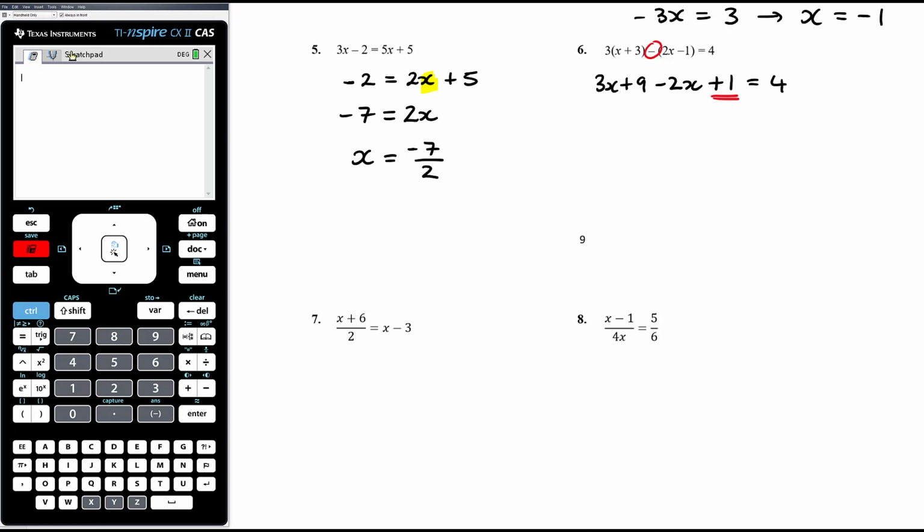Let's tidy up the left hand side. So 3x minus 2x is x, 9 plus 1 is 10, so we've got x plus 10 equals 4, and then we can take away 10 from both sides. So x equals 4 minus 10, which is negative 6.